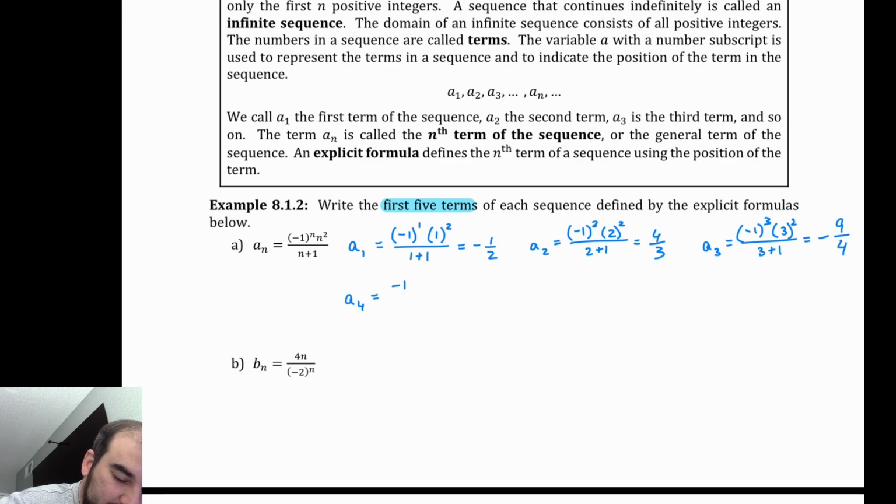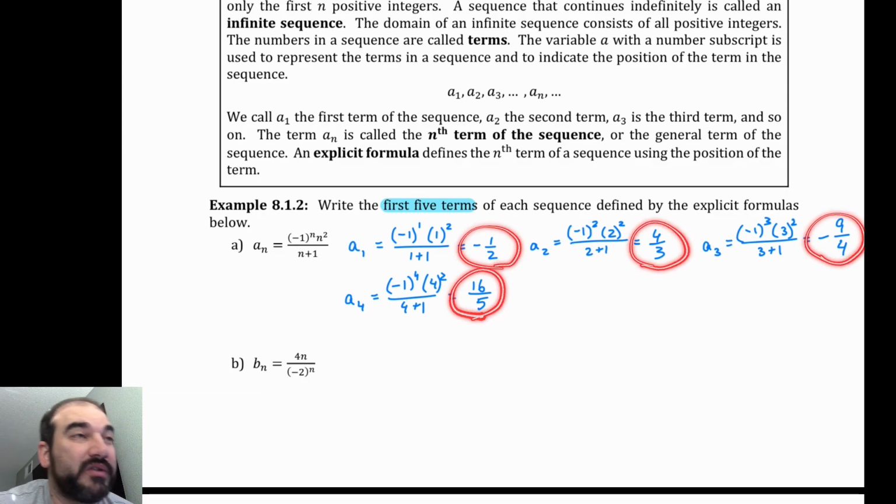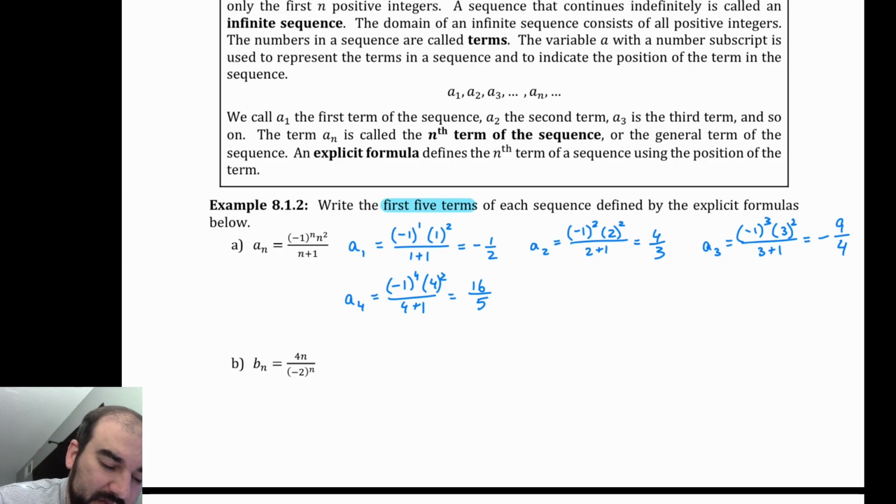A sub 4 would be negative 1 to the 4th, 4 squared, and then a 4 plus 1 on the bottom. 4 squared is 16 divided by 5. And then the 5th term, you may have started recognizing a pattern in these already. First of all, we're alternating between negative and positive. And there's a different pattern for the numerator and a different pattern for the denominators, because we have 2 formulas here. We have a formula for the numerator and a formula for the denominator.